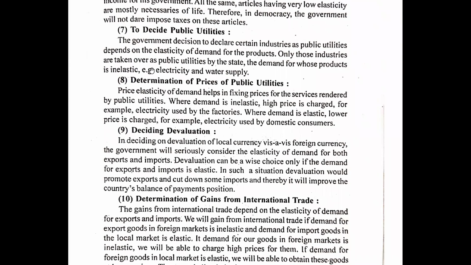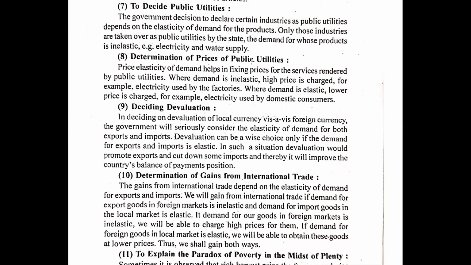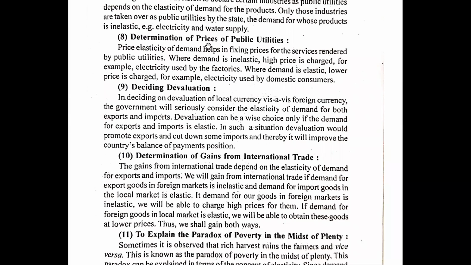Now the seventh point is to decide public utilities. The government decision to declare certain industries as public utilities depends on the elasticity of demand for the product. Only those industries are taken over as public utilities by the state whose product demand is inelastic. Example: electricity and water supply. So this is how the knowledge of price elasticity of demand is useful to decide public utilities. Now the eighth point is determination of prices of public utilities.